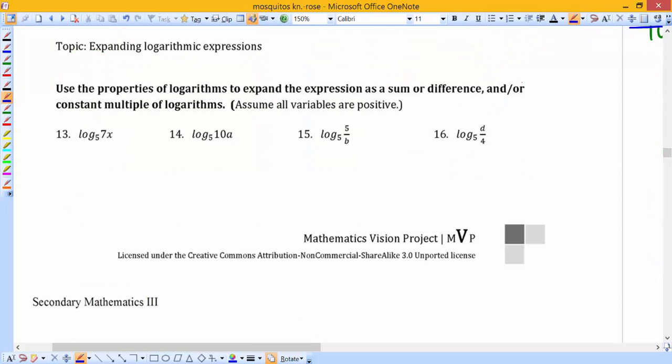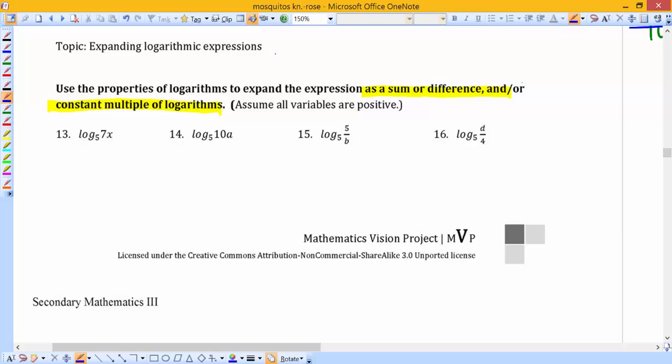All right, for the set, these are the properties we've been going over in class. When it says use the properties of logarithms to expand the expression as a sum or difference and or constant multiples of logarithms, that means we want to write this with one or more log.